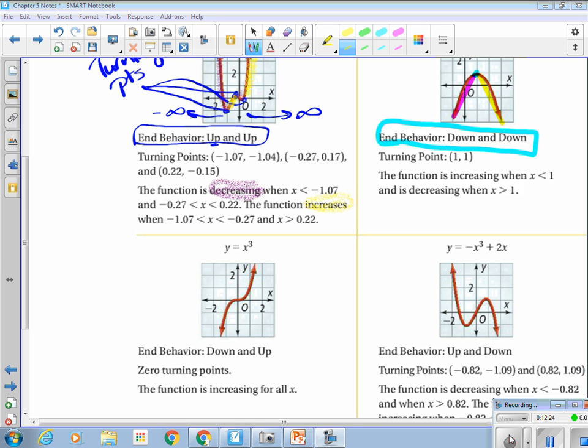Okay, so if we look at our cubic function, y equals x to the third, we call that our little swimmer diving into the water. When we have a cubic function, we have the end behavior of down and then up, because it's down on the left and up on the right. There are no turning points because we are always increasing. So it is possible to have no turning points. And it's okay.